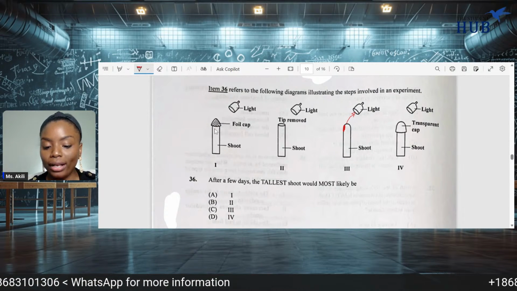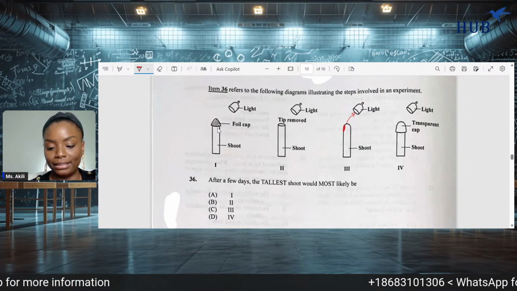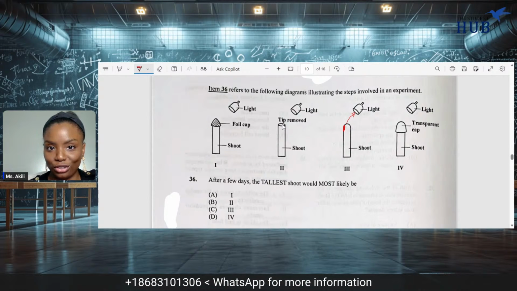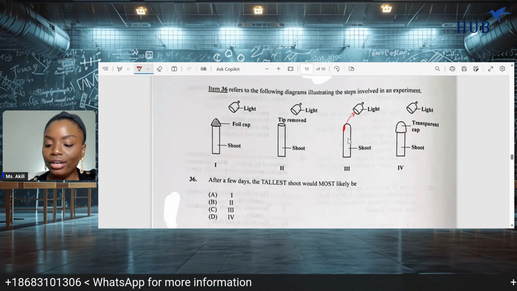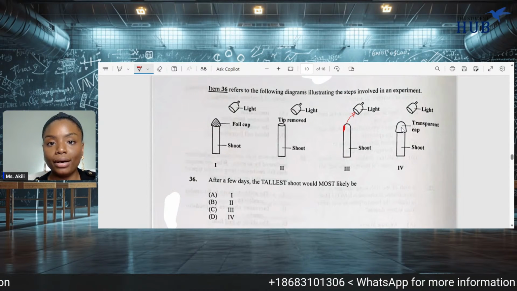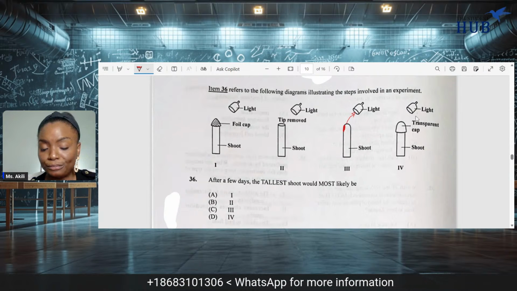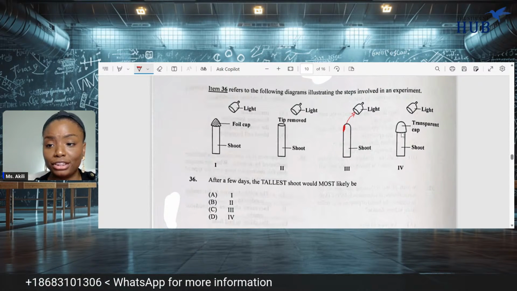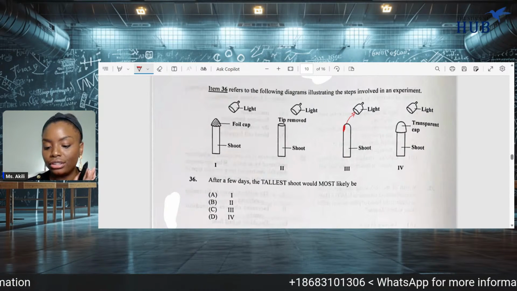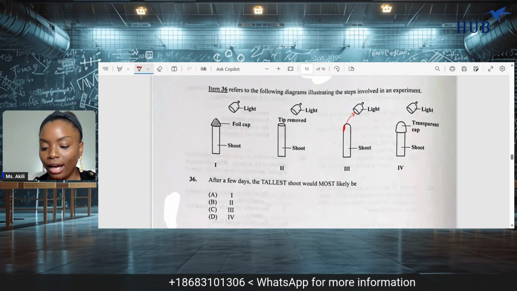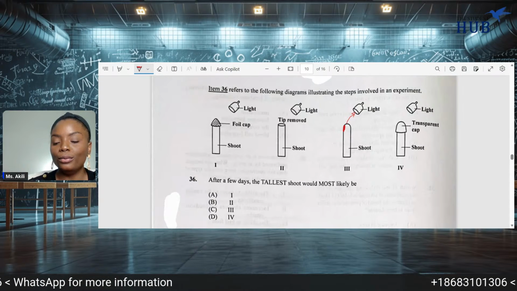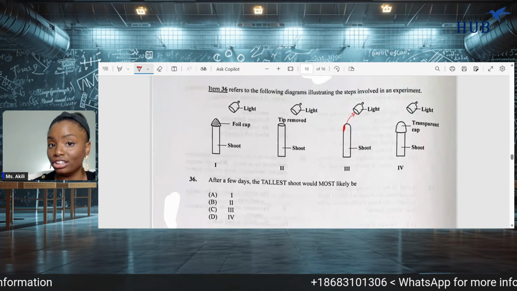Now, with the foil cap over the shoot, we are blocking light from the tip. With the tip being removed, we cut off the tip, we cut off the meristem, so the auxin is gone as well. 3, it's undisturbed. And 4, everything is in place, but we have that transparent cap, and the cap is allowing the light to pass through. So the auxins would be able to respond to the light, right? So we're there now. With all of that being said, they asked which shoot would be the tallest. So really and truly, the answer is going to come down between A and C, which is where I see the majority of you in the chat, right?